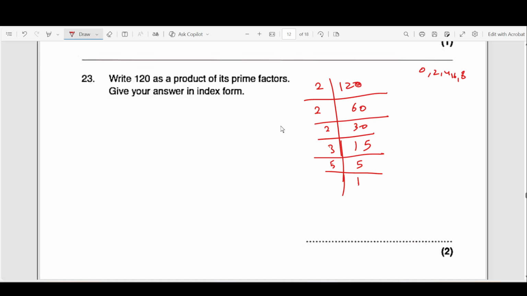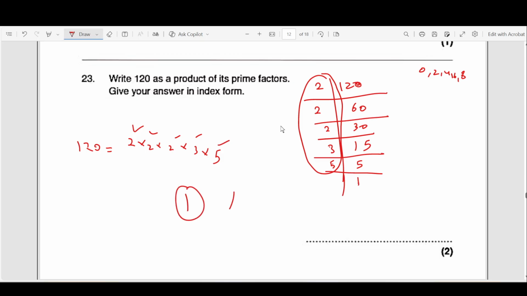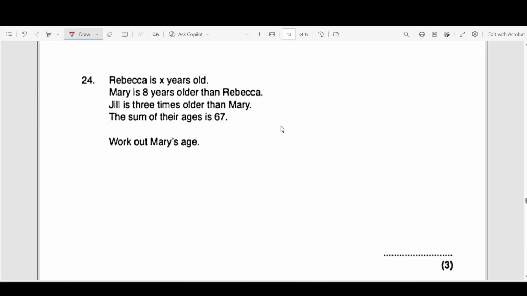So we can write 120 as just the multiplication of all these numbers, 2 times 2 times 2 times 3 times 5. You can notice all these are prime numbers. Prime numbers means they are only divisible by 1 and the number itself. Like 3 is divisible by 1 and 3 only. It has only two factors.